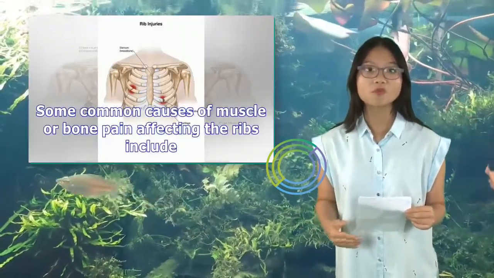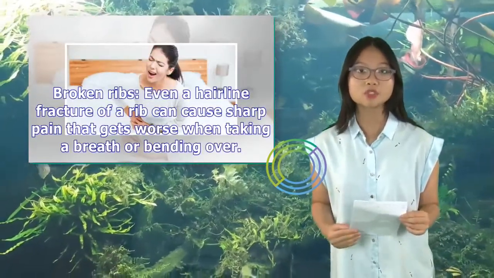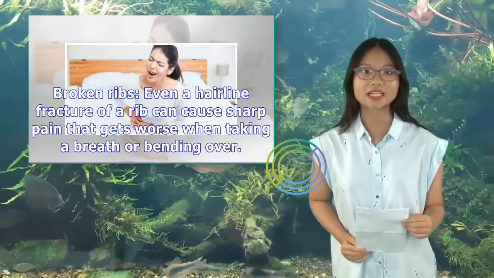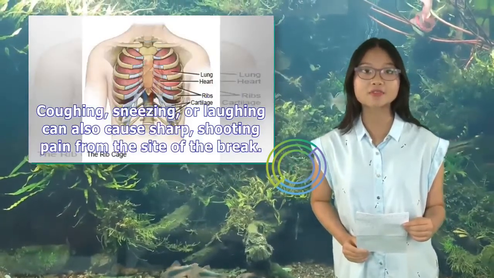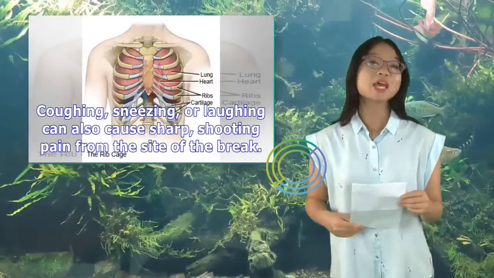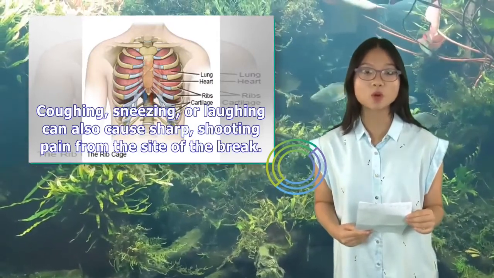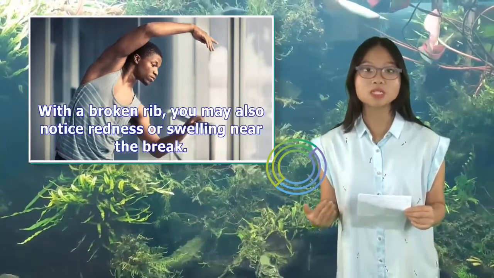Some common causes of muscle or bone pain affecting the ribs include broken ribs. Even a hairline fracture of a rib can cause sharp pain that gets worse when taking a breath or bending over. Coughing, sneezing, or laughing can also cause sharp, shooting pain from the side of the broken rib. You may also notice redness or swelling near the break.